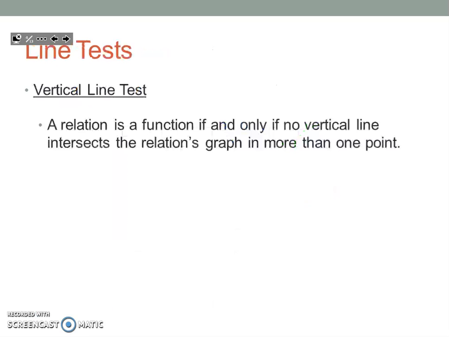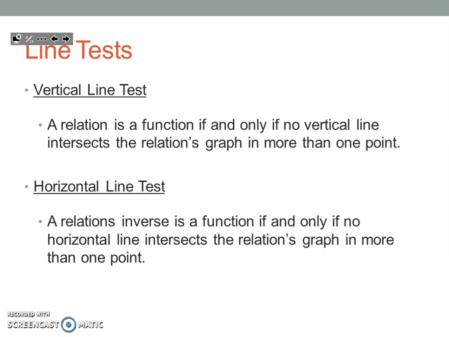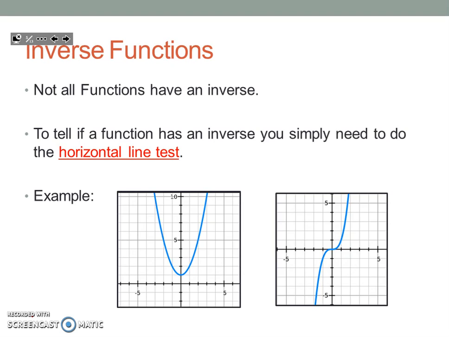Okay? All right. Line test. We've gone over our vertical line test. That tells us if something's a function. There is also a horizontal line test. A horizontal line test will tell you if a function is a one-to-one function. It works the exact same way as a vertical line test, but instead of using vertical lines, you're going to use horizontal lines. That's why it's called the horizontal line test. So the horizontal line test, just repeating myself, tells us if it has an inverse.